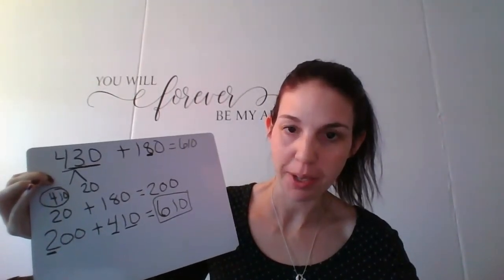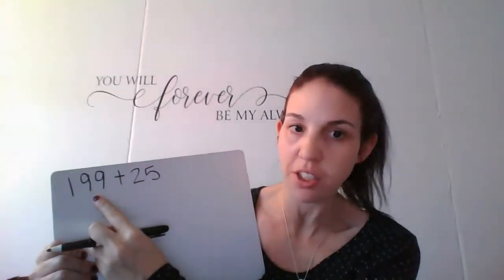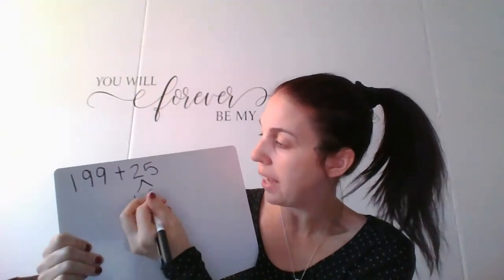Let's look at the next problem. Our next problem is 199 plus 25. So we're going to add three-digit numbers by making 100. So we're still trying to get to our closest 100. So 199, well, I know that's only 1 away from 200. So I only need to take 1 from this 25. And if I took away 1, I would have 24 left, right?